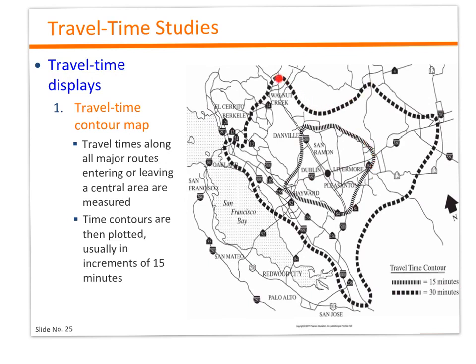Now this second contour line is 30 minutes. That means if you are within this area, you will be traveling roughly 30 minutes to your destination.